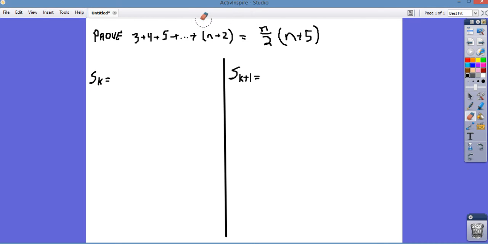Now in mathematical induction, you're just trying to prove that this formula works. It's a very formal mathematical proof. This is what mathematicians do for a living, they prove that things work. So what you're going to do is you're going to have this idea of S sub k and S sub k plus 1. With S sub k, you're basically substituting k into your formula. So we'd have k over 2 times k plus 5.